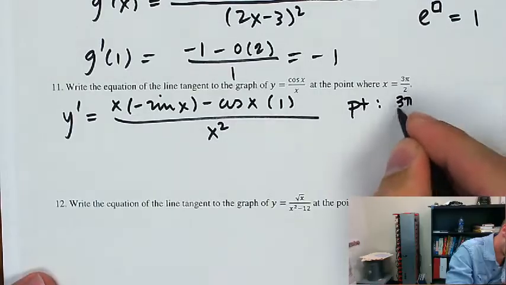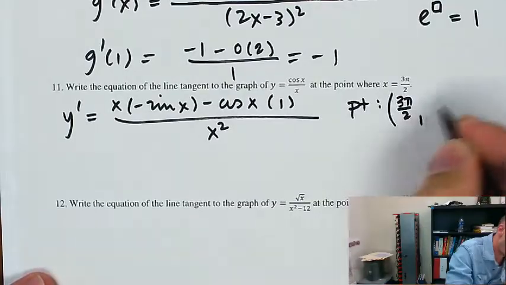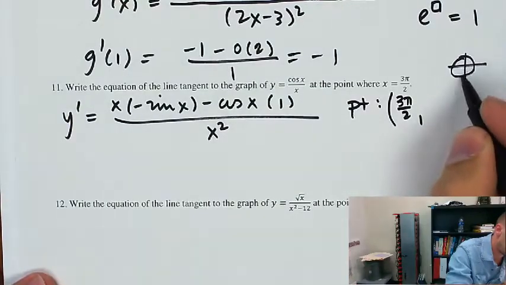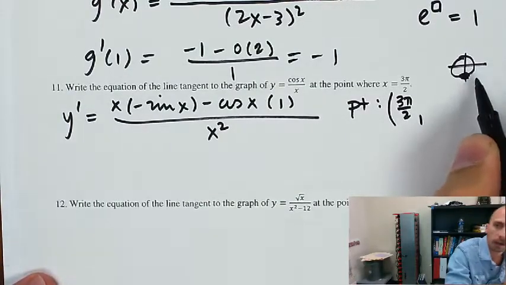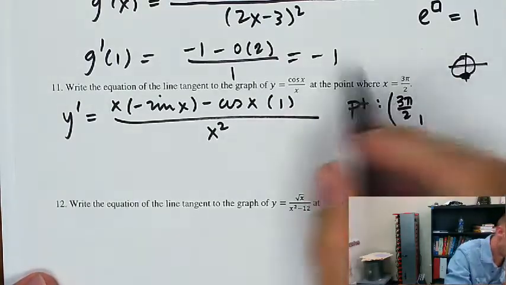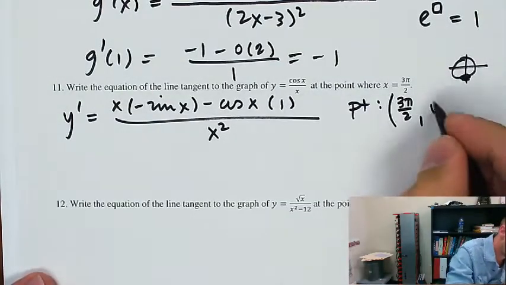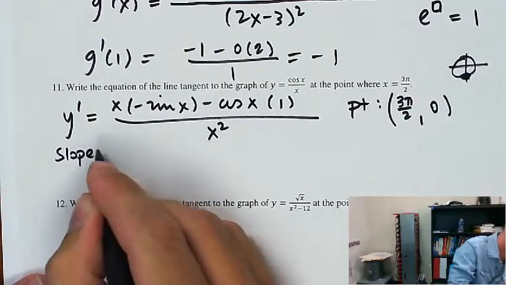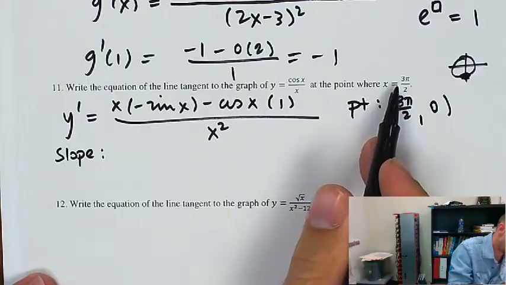X is 3 pi over 2. Y is cosine x divided by x. But cosine here, that's 3 pi over 2. Cosine's the x-coordinate. That's going to be a 0 x-coordinate. So it's 0 divided by 3 pi over 2. Well, that's going to be 0. And then the slope, I'm going to get from y prime, and I'm going to plug in 3 pi over 2.